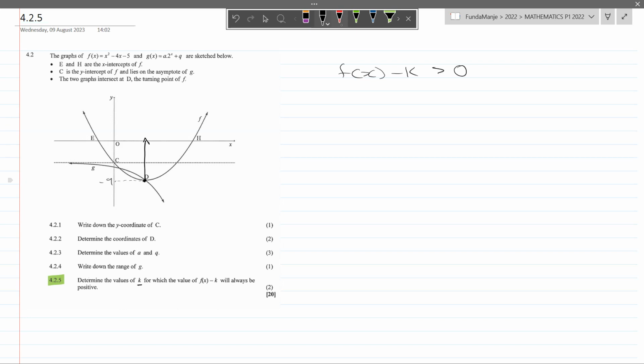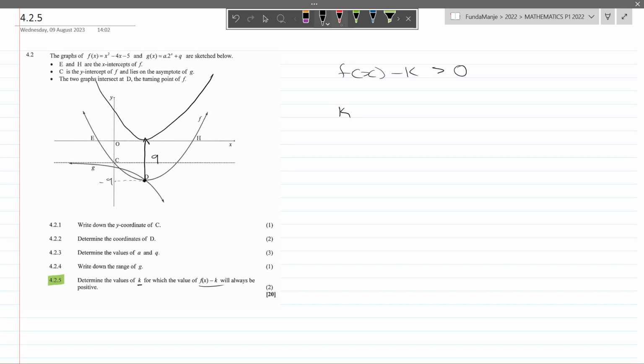Determine the values of k for which f of x minus k will always be positive. We want our function to always be positive. That means the lowest value should be greater than 0, and currently the lowest value is -9. So in order to shift our graph over there, we need to move it 9 units up. According to this notation, we're not adding k, we're subtracting k. So we need k to be such a value such that the lowest point on our graph, which is our turning point, is above the x-axis.